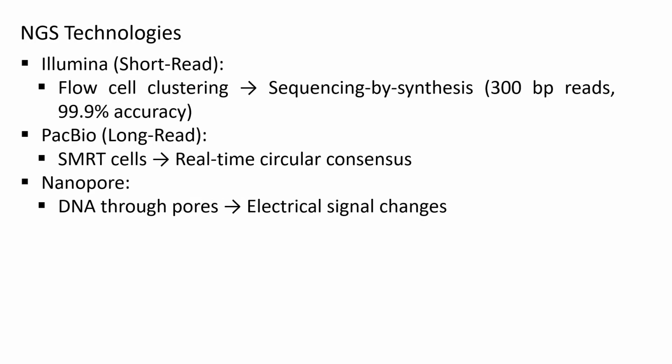Coming to NGS, we have Illumina. It uses flow cell clustering and sequencing by synthesis. It gives about 300 base pair reads and is quite accurate. Then you have PacBio, which is a long read technology, and then you have nanopore, where you pass DNA through pores and the electrical signal changes. So nanopore is also a long read technology.